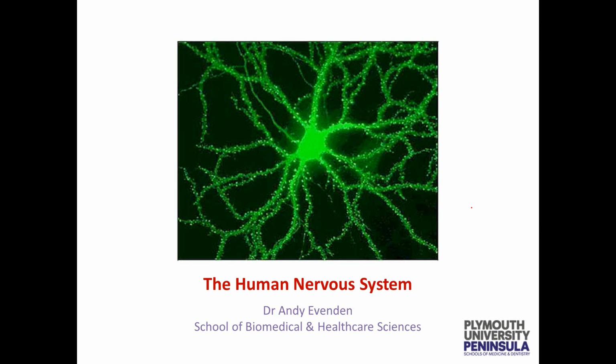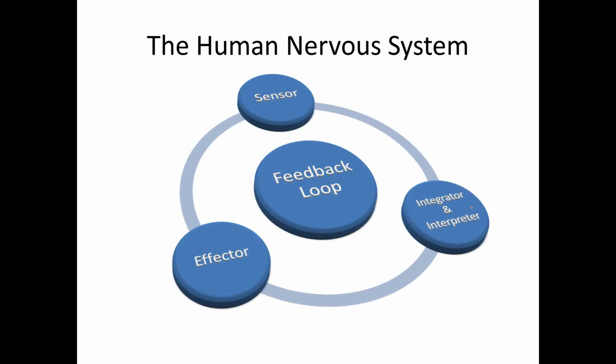So this is our third lecture in our human biology series, and today we're going to give a look at the human nervous system. Now if you remember, when we talked about homeostasis only yesterday, we said that all of the processes in the human body could be mapped on to a simple feedback loop. And if you remember, it was this diagram you see in front of you.